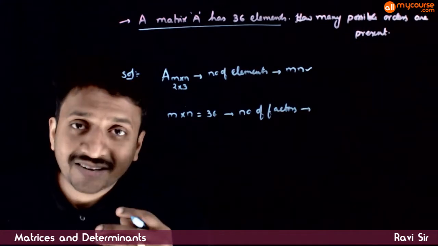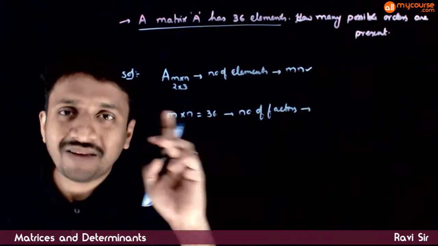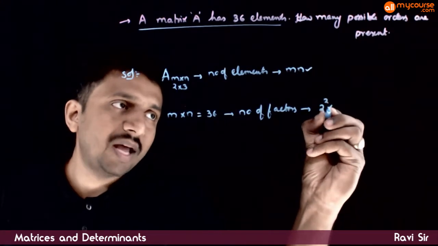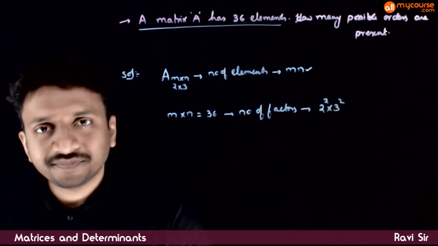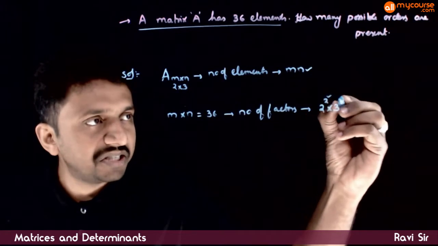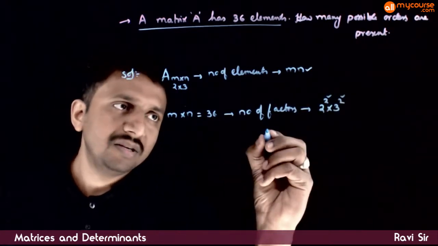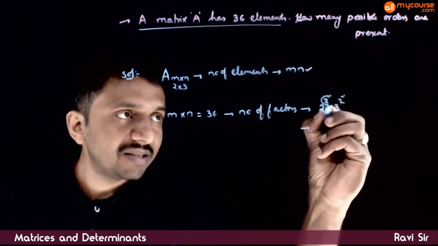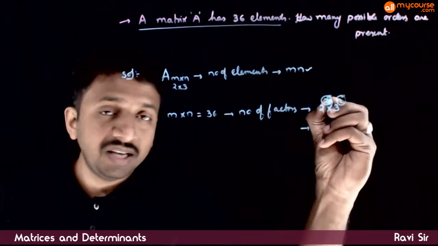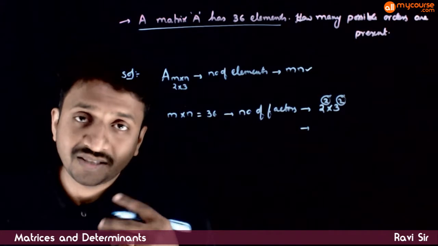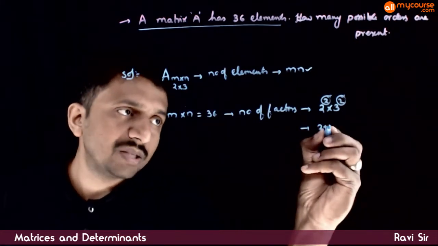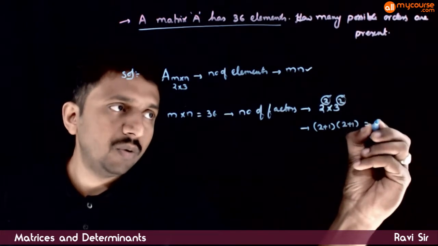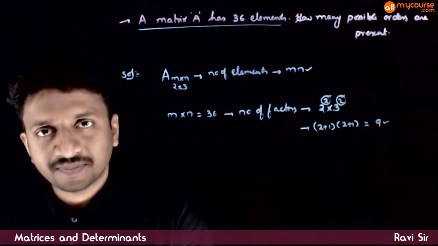So the number of factors depends on the prime factorization of 36. So 36 can be written as 2 square times 3 square, right? So the prime factorization is 2 square into 3 square. So what is the number of factors? Number of factors is each power has to be increased by 1 and multiplied. That's the formula. So (2 plus 1) times (2 plus 1), that is equal to 9 factors.